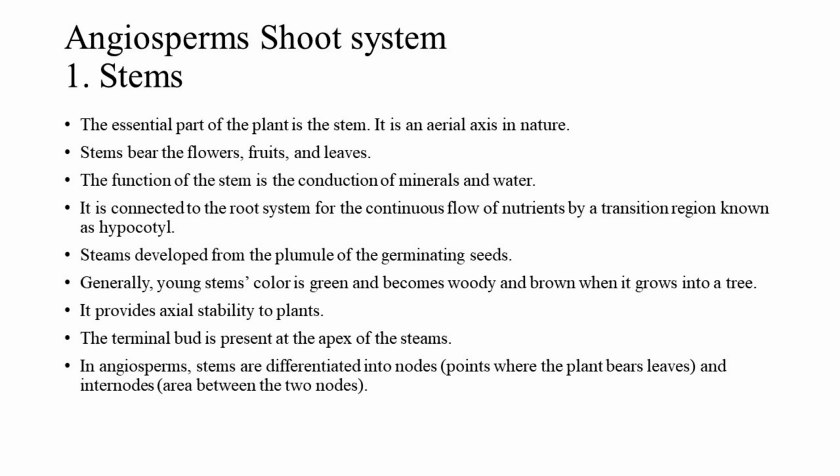Stems develop from the plumule of the germinating seeds. Generally, a young stem's color is green and becomes woody and brown when it grows into a tree. It provides axial stability to plants. The terminal bud is present at the apex of the stems. In angiosperms, stems are differentiated into nodes, points where the plant bears leaves, and internodes, the area between two nodes.